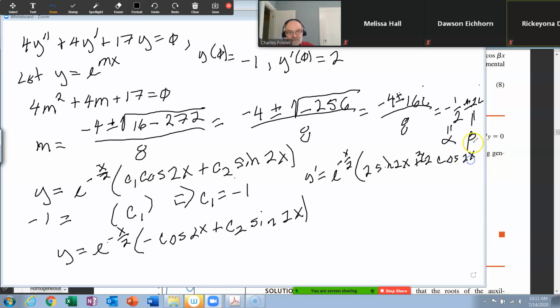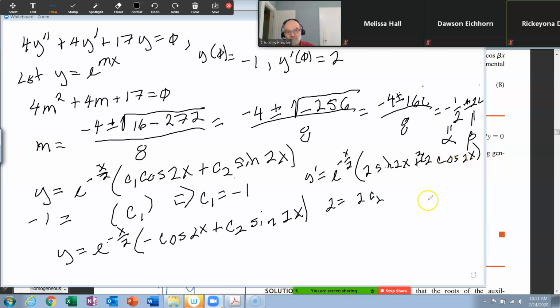Now we had to take the derivative because that's our second boundary value, our initial value. Okay, so when we plug in a 0 for x, we get a 2 for our y prime. So we have a 2 is equal to, well, e to the 0 is still 1, so that's not going to enter the picture here. 2 times 0, sine of 0 is 0, so that's going to disappear. And then you have a 2 C2 times the cosine of 0.